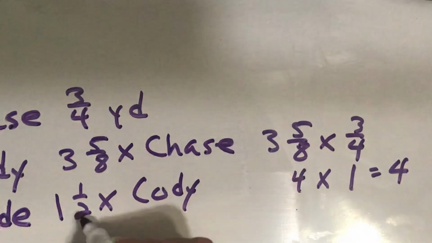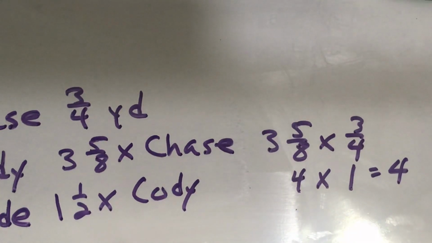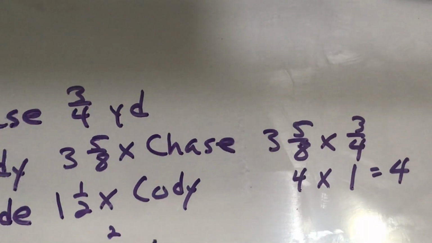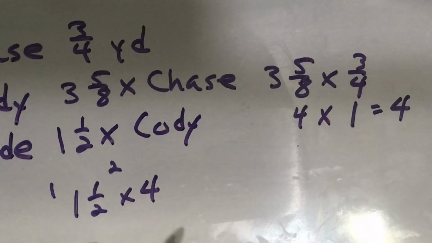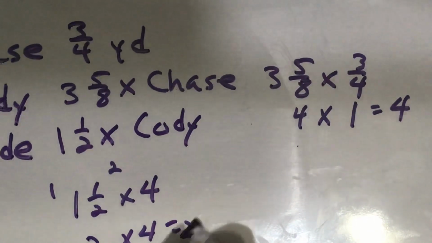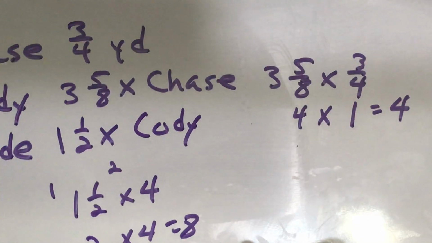So Clyde has 1 1/2 times Cody. So 1 1/2 times 4. 1 1/2 is exactly in the middle between 1 and 2 because it's exactly 1/2. When it's 1/2, I always go up. So I'm going to make this 2 times 4 equals 8. So Clyde has about 8 yards of framing material.